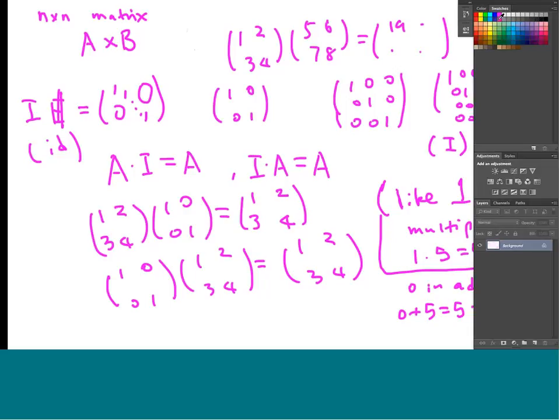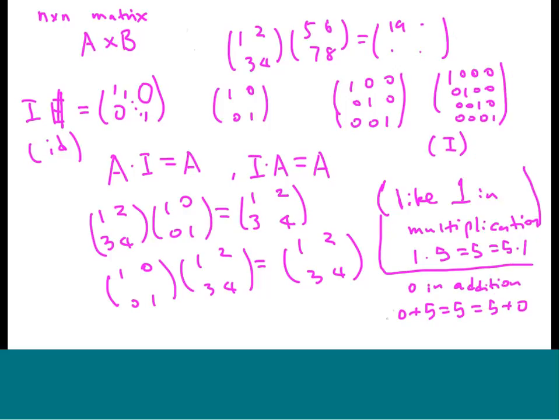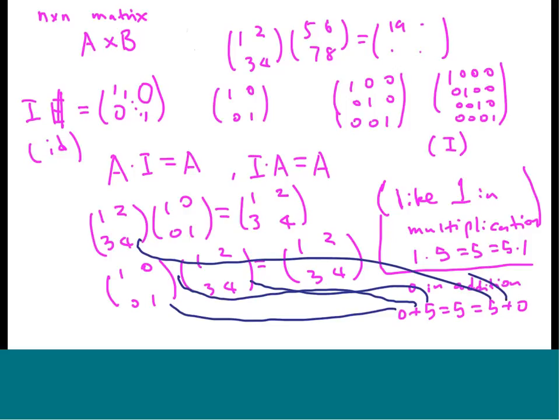So you see, for example, this is the multiplication operation with 5, and the same thing holds for addition: 5 plus 0 is that same thing. This is called an identity.